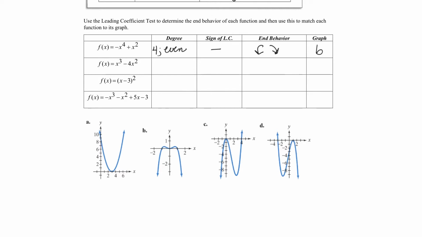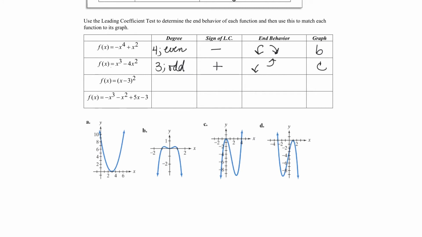Now, the next one, f of x equals x cubed minus 4x squared. They are in descending powers, right? So this is my leading term. The degree is 3, which is odd. The leading coefficient is positive, so it's going to behave like my parent cubic function. It's going to fall left and rise right. The one that falls left and rises right is C.